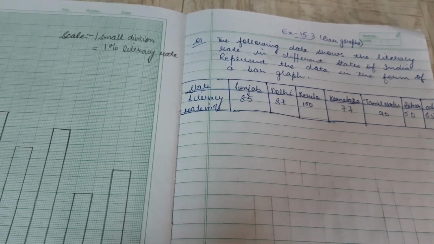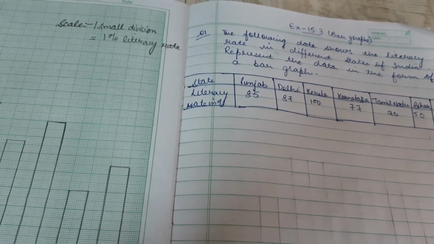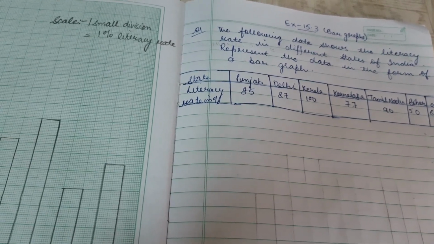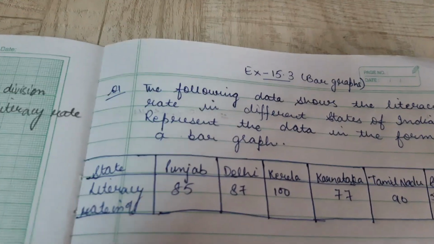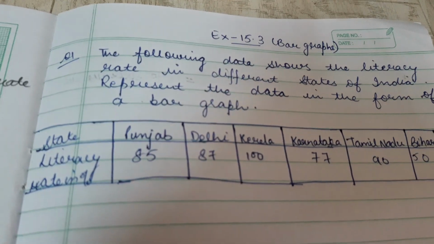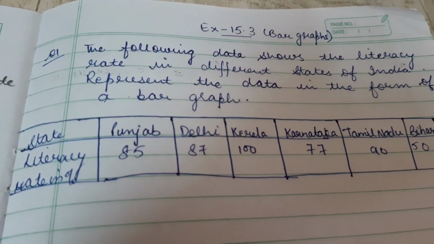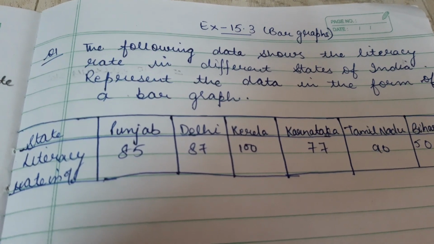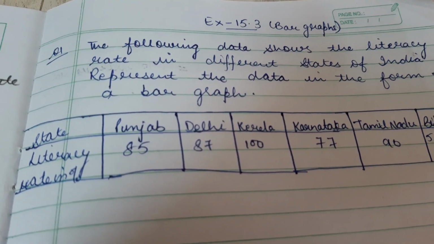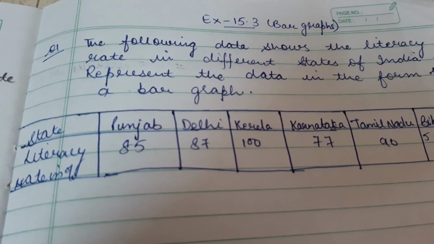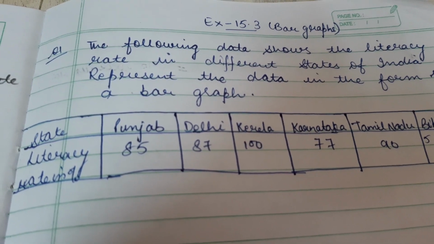Good morning, students. Today we are going to discuss exercise 15.3 from your book that is based on the topic bar graph. We have already discussed bar graphs. So let us now solve the questions. Question number 1: The following data shows the literacy rate in different states of India. Represent the data in the form of a bar graph. Literacy rate means how many people are literate in that state.